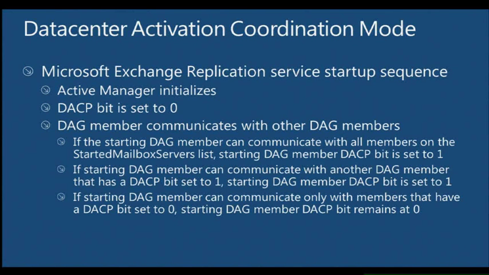Now, during normal operations, any DAG member that is up and running is a member of this list. When you run the stop DAG cmdlet, because you're doing a data center switchover, you are marking failed DAG members as stopped, taking them off the started mailbox servers list and moving them to the stopped mailbox servers list. But during normal operations, all the DAG members are on the started mailbox servers list. So to get from 0 to 1, a starting DAG member either has to be able to contact everybody on that list, or it has to be able to contact any other DAG member that already has its bit set to 1. If it can't do either of those two things, the bit stays at 0 and databases will not mount. Okay, that's how it works.